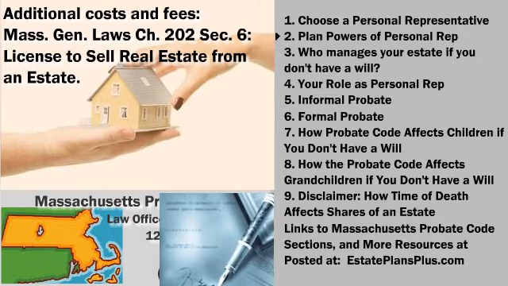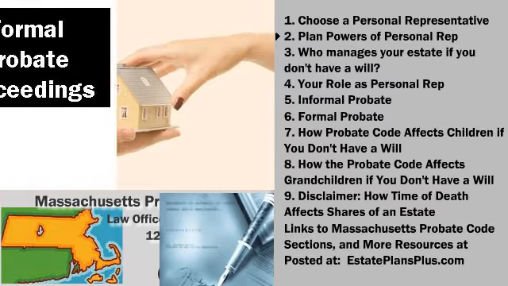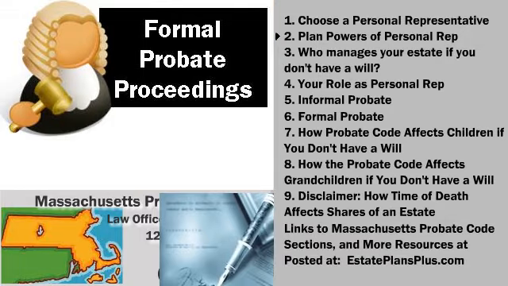Under Massachusetts law, the decedent's property passes to the people to whom it is devised by the decedent's will, or if there is no will, to the decedent's heirs. But the identity of these people must be established. Probate is the system for establishing the identity of the rightful owners. Real estate and probate is discussed in this series in the video on formal probate proceedings.